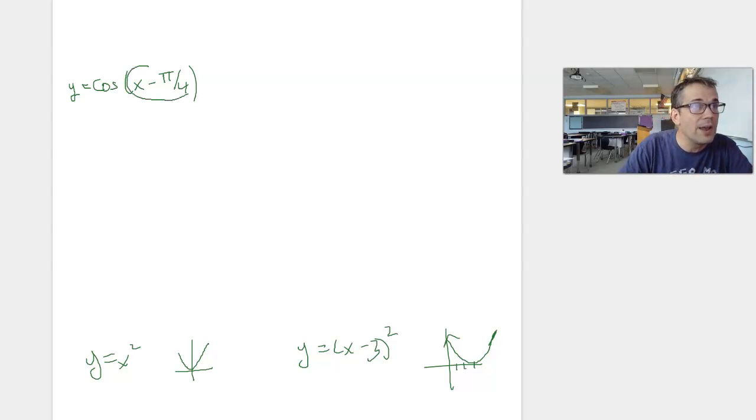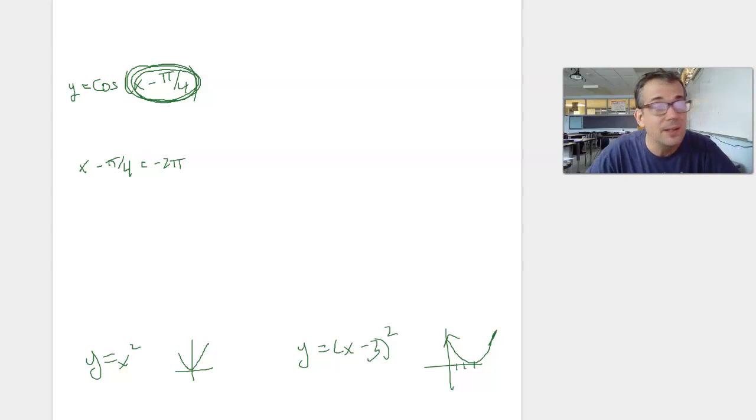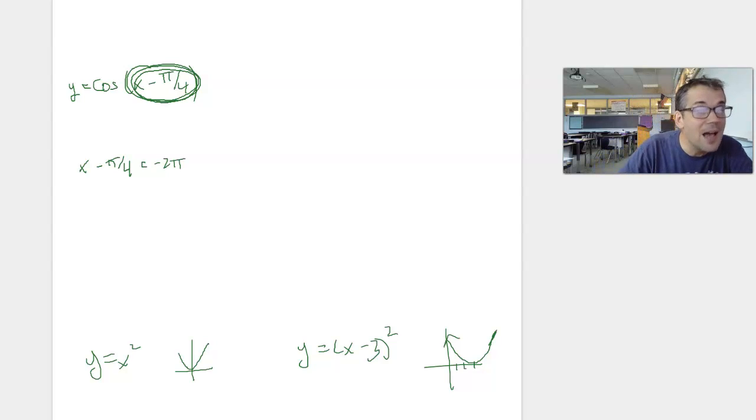We want to figure out when is this going to equal negative 2 pi, when is it equal 0, and when is it equal 2 pi. So I'm going to set that up. When is x minus pi over 4 equal negative 2 pi? Okay, that's pretty gross looking. But if I get some common denominators, it's not the worst thing in the world. Basically, this common denominator would be, of course, 4.